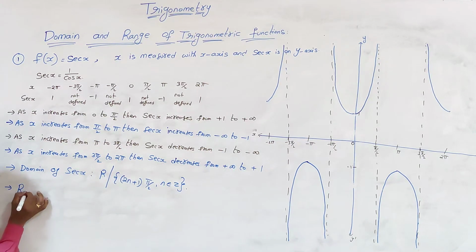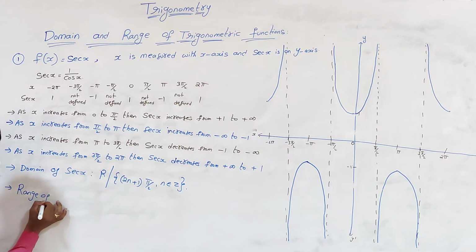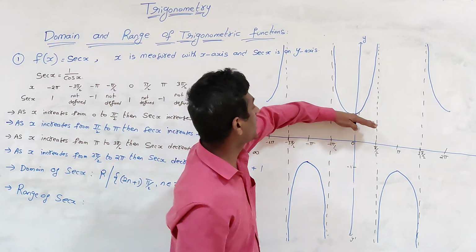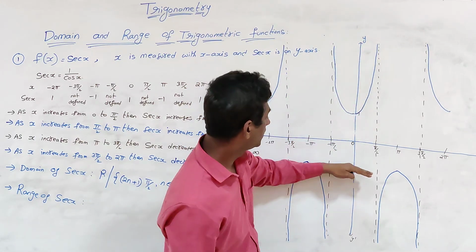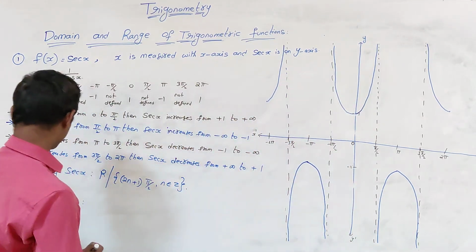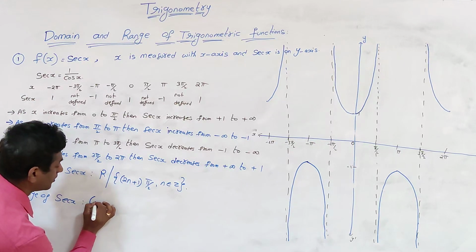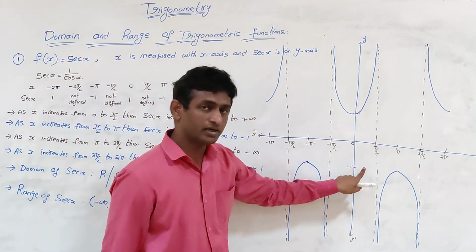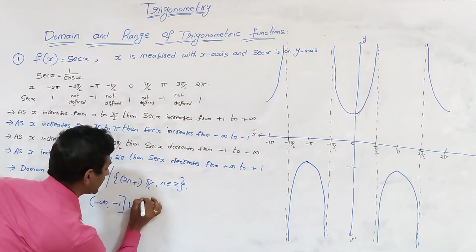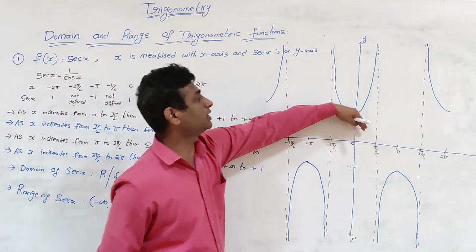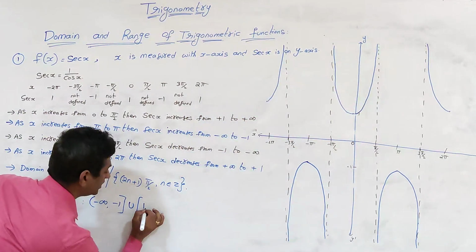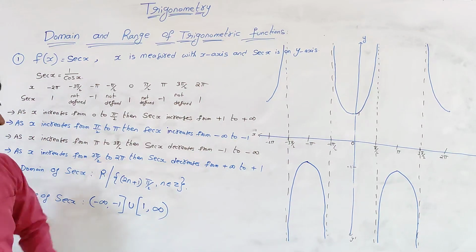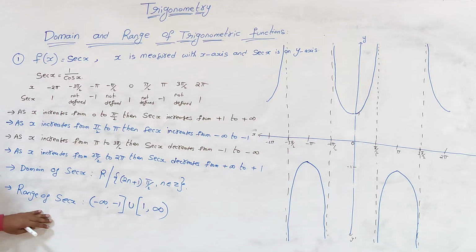Next, the range of secant x means the values we can have above 1 or below -1. It is -infinity to -1 closed, where -1 is also included, union, or we can have the outputs from +1 to infinity, that is 1 is included, half closed, 1 comma infinity. So this is the range of the secant x.